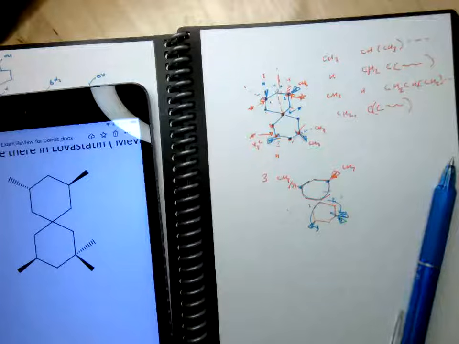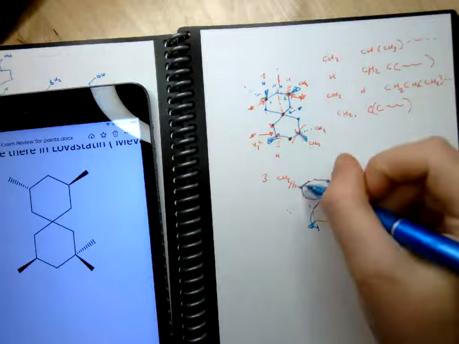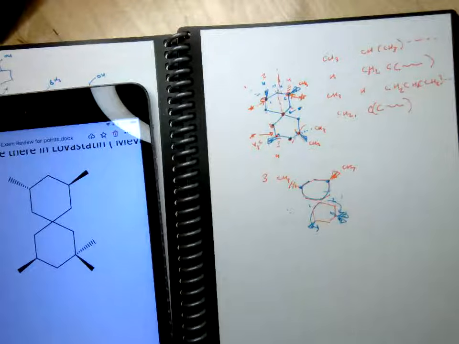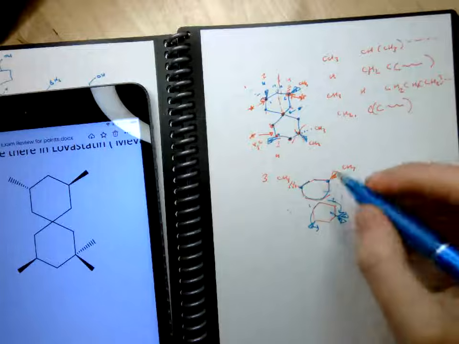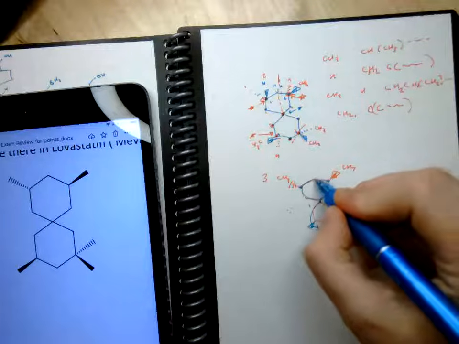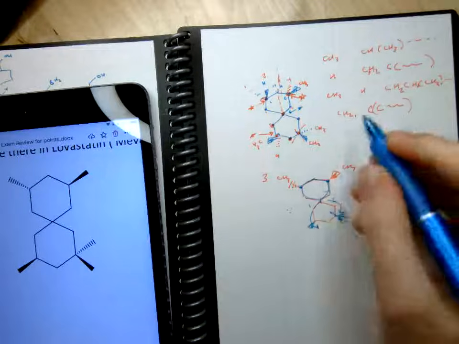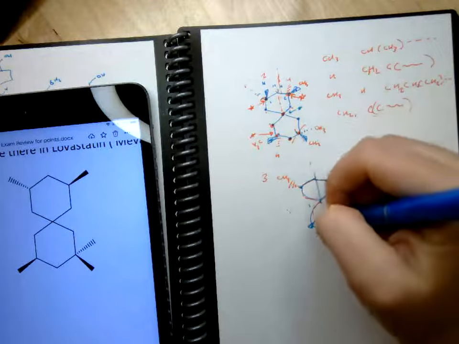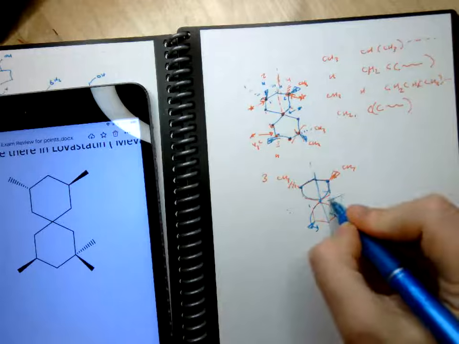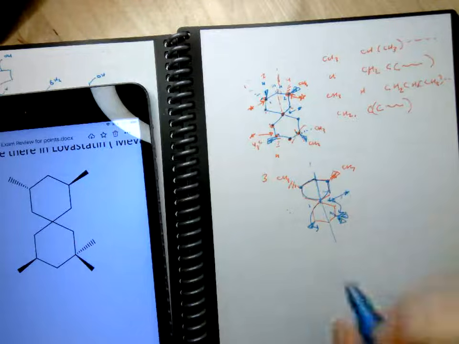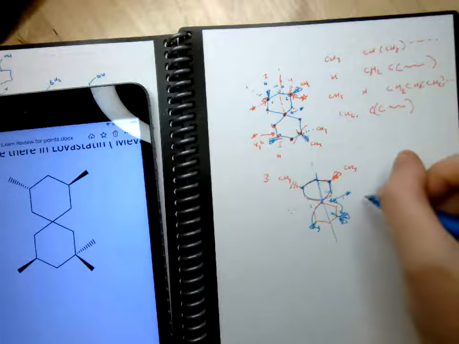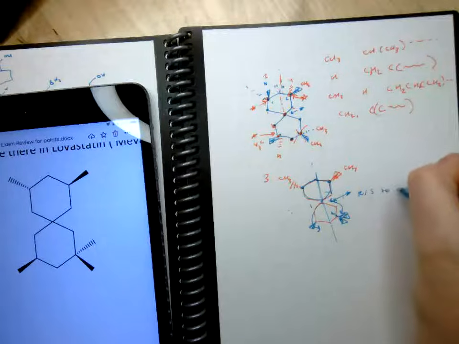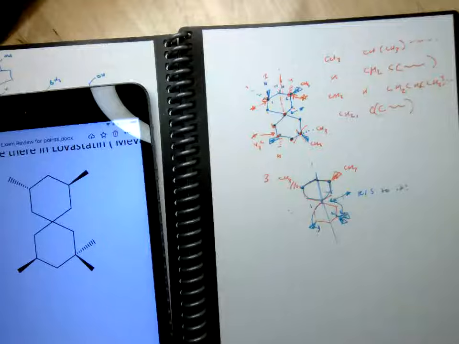My instinct is to say that because one of these is a wedge and one of these is a dash, it would be a chiral center, but it would be difficult to assign an R and S value because obviously there's no plane of symmetry, which is what determines a chiral center, right? So I would say this is a stereogenic center, but I don't think you could assign R and S to it. So that's, I guess, kind of complicated.